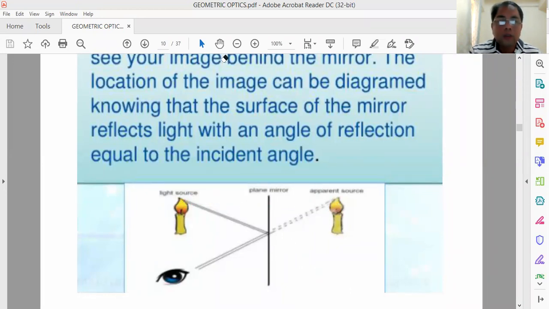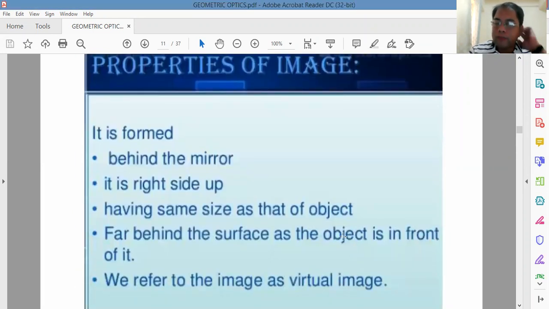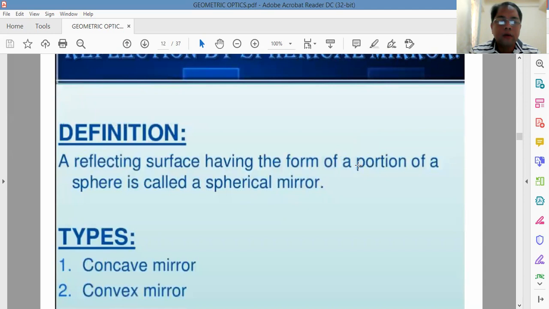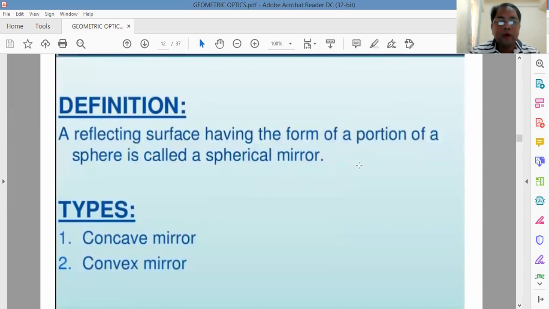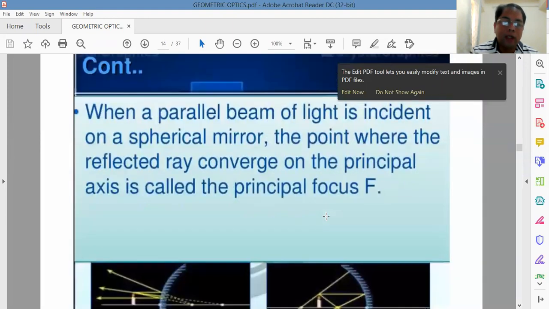So moving on, we have the different types of images created behind our mirror. Sometimes they are behind the mirror, sometimes they are in front of the mirror, of course. If they are behind the mirror, we refer to the images as virtual images. I think we've mentioned that one already. For our types of reflecting surfaces, we have spherical or plane mirrors. But for spherical mirrors, we can encounter two types, concave or convex mirrors. And in the next slide, I think we've seen this one already.